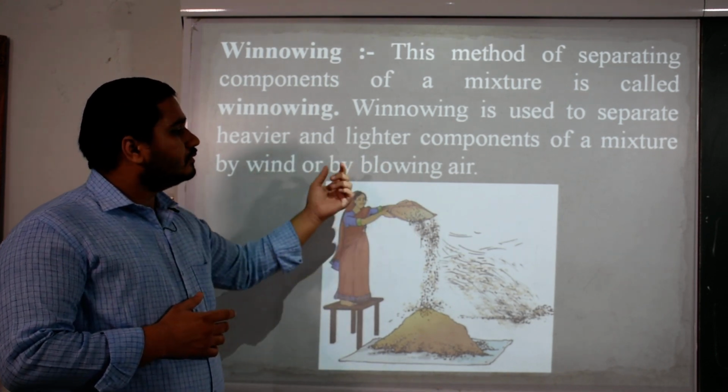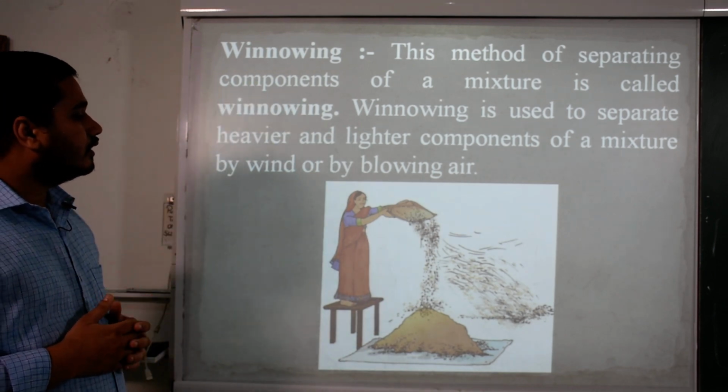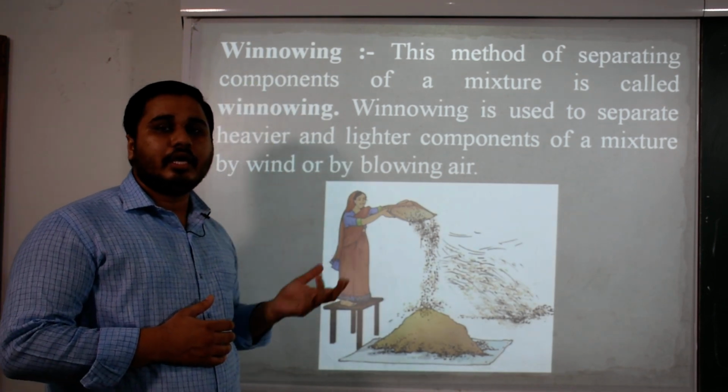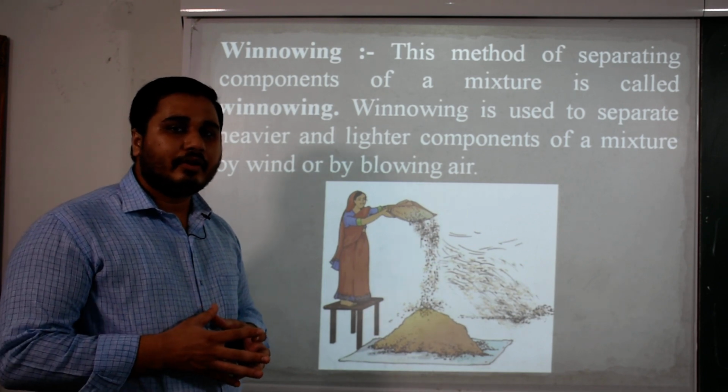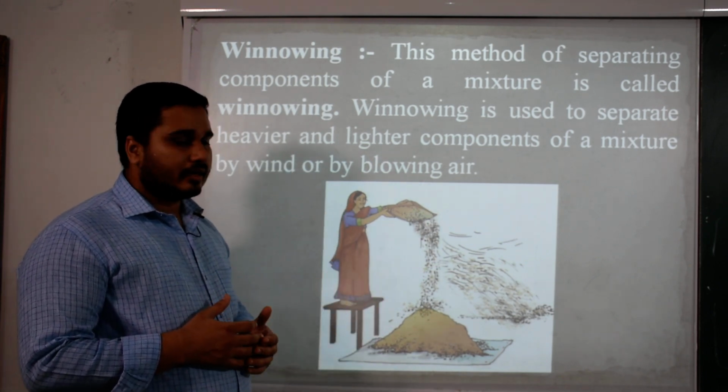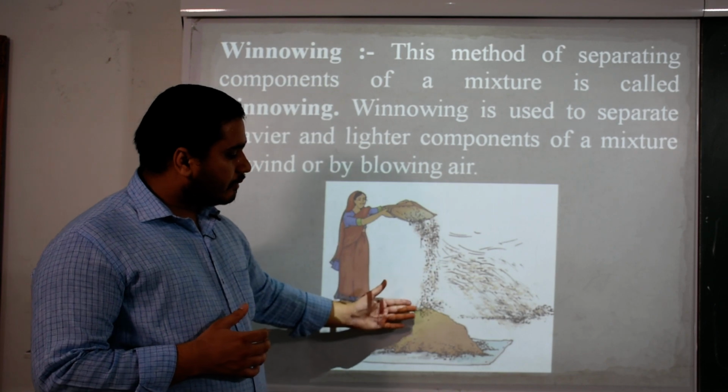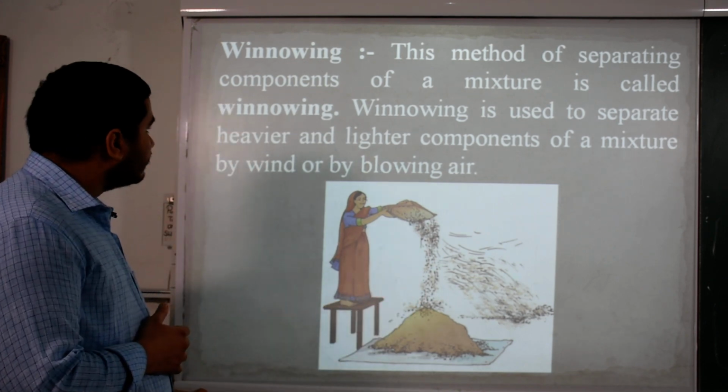Because of these two names we get mixed up, but its name is winnowing. That is, with the help of wind or blowing air, by a fan or a table fan, we can separate lighter and heavier components. Lighter material will go to this side and heavier material will fall on this side.